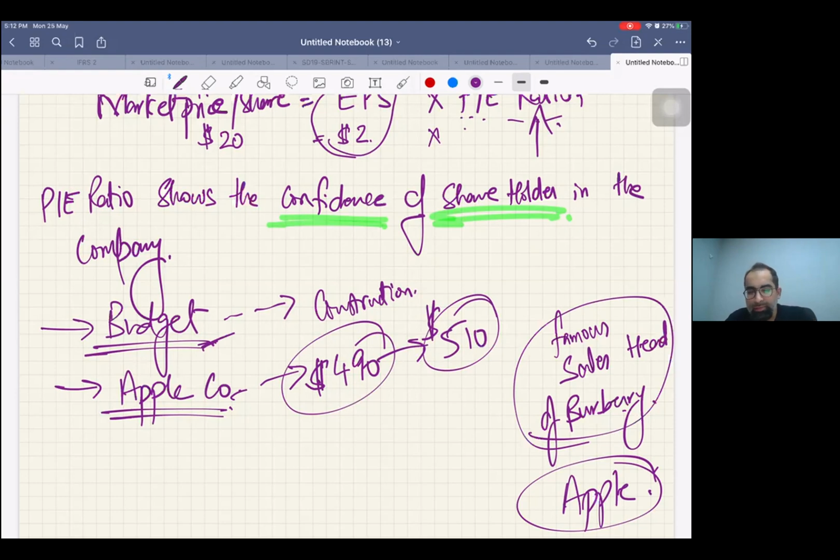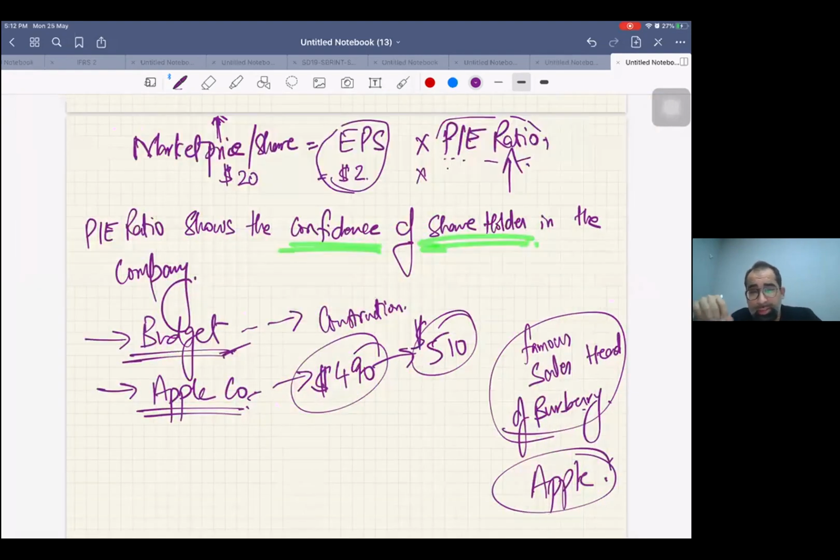Now just think, this very super hit lady will leave Burberry and she is going to join Apple. So yes, in the future, she may be beneficial for Apple, and Apple company's earnings may go up in the future. But why did the share price change now? Because of the change in P ratio, because of the change in confidence, right? Okay. So what does the price earning ratio reflect? The price earning ratio shows the confidence of shareholders in the company.